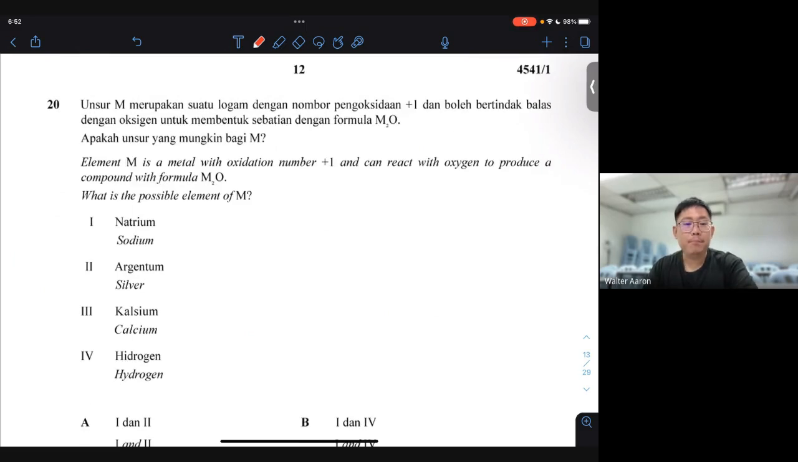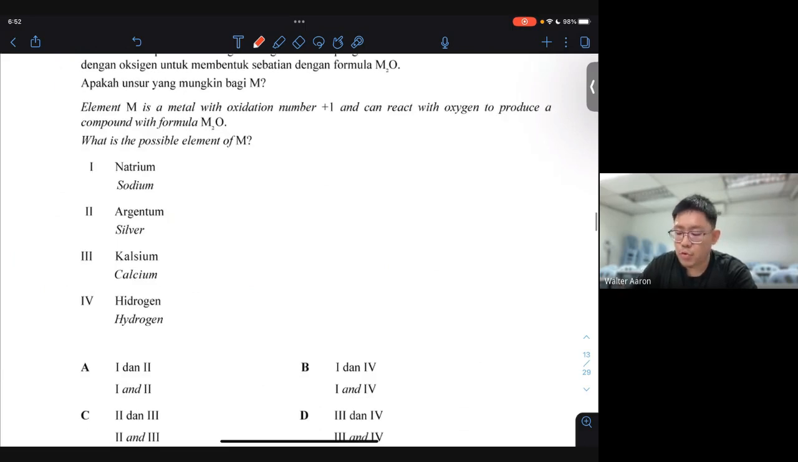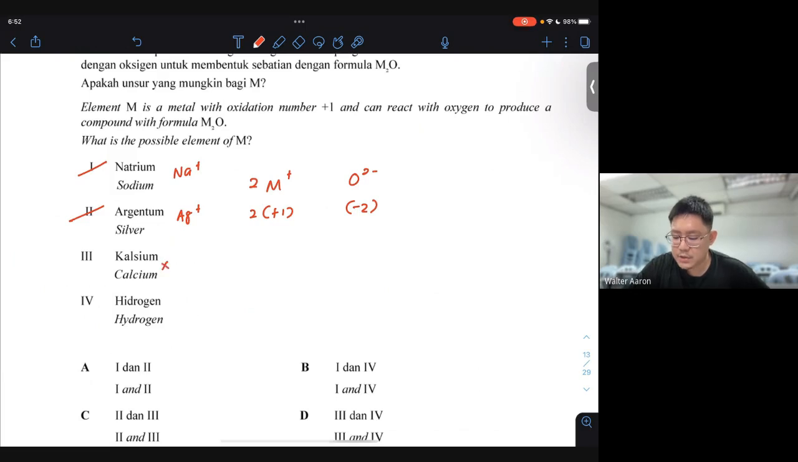For number 20, element M is a metal with oxidation number +1 and can react with oxygen to produce a compound with the formula M2O. So what's the possible element of M? If it's M2O, it means M must be a positively charged ion, because you require 2 M to neutralize the charge of O2-. So therefore, it will be 2 times +1. So you must look for a +1 ion. Only sodium and silver can do that, because the charge of sodium is Na+, and for silver it is Ag+. Calcium cannot be the answer because calcium is Ca2+.